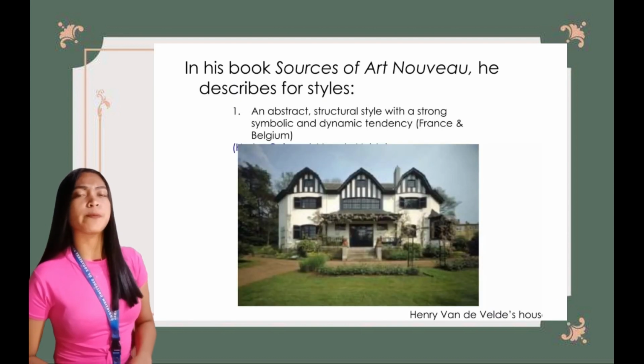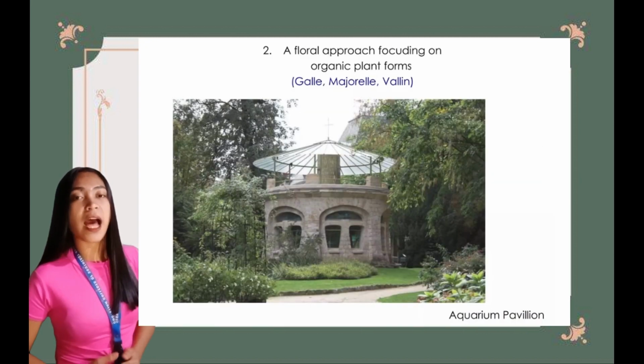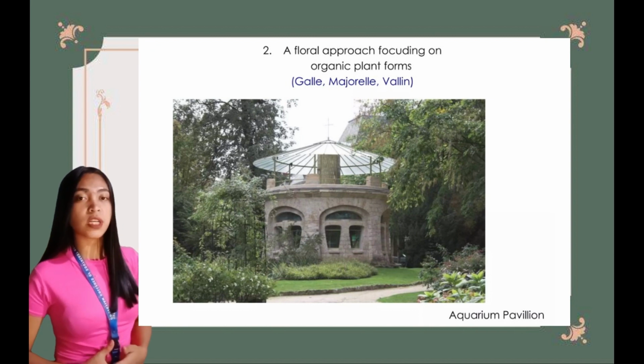In reference to his book entitled Sources of Art Nouveau, he had described four styles. First is an abstract, structural style with a strong symbolic and dynamic tendency. It is more found in structures of buildings in France and Belgium, and an example to that is the Henry van de Velde house. Second is a floral approach focusing on organic plant forms in Gallé, Majorelle, and Valin.